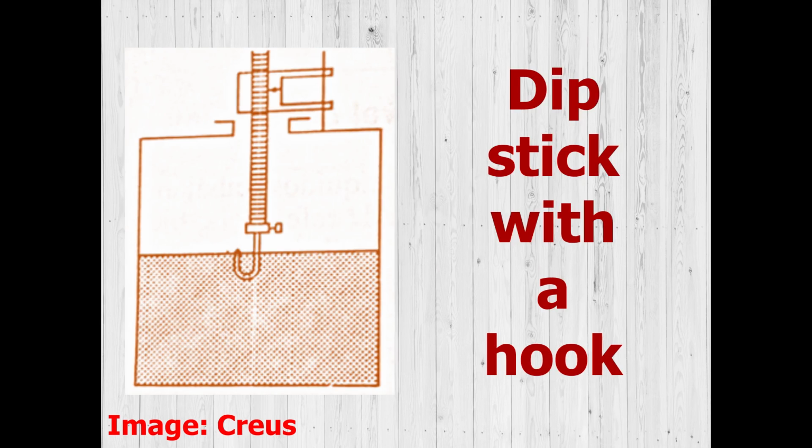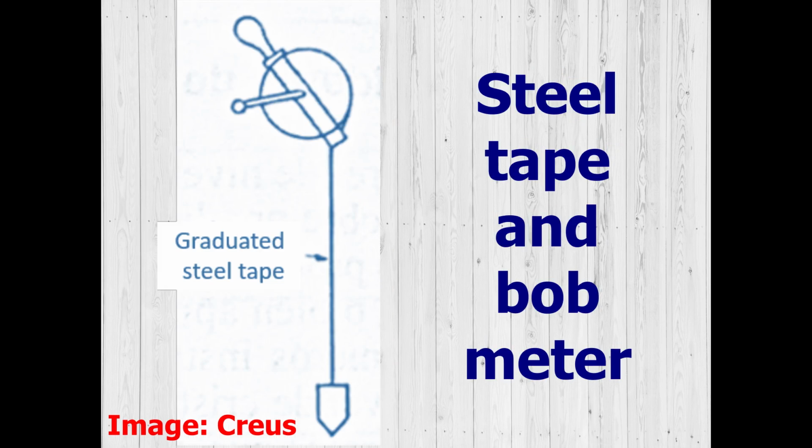Another method consists of a graduated rod with a hook that is dipped into the liquid and then raised until the hook breaks the surface. The distance from the surface to the top of the tank represents the level indirectly. A similar system is the steel tape and bob method, used when it is difficult for the graduated ruler to access the bottom of the tank.